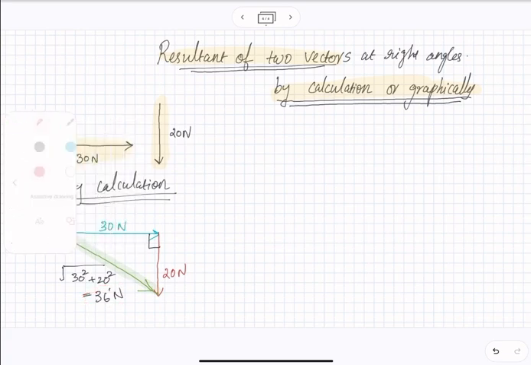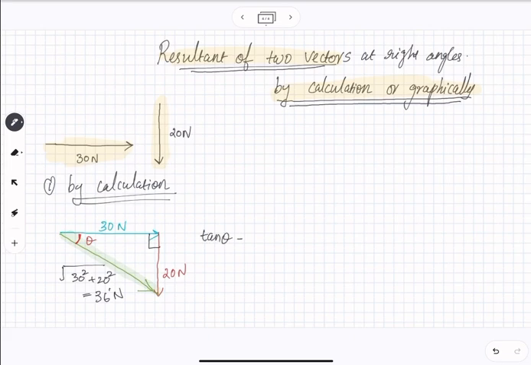If you need to find this angle, that is the angle between the horizontal and the resultant, we can represent it as theta. You can use SOHCAHTOA. So you can use tan. Tan theta is equal to opposite over adjacent, where opposite is 20 divided by adjacent is 30 Newton. So theta will be tan inverse of 20 divided by 30. So you will get the angle also.